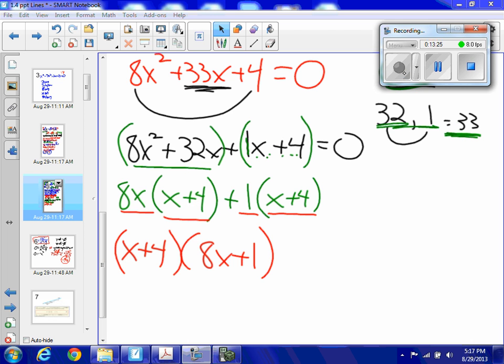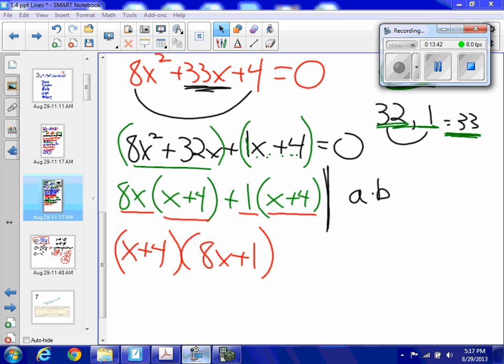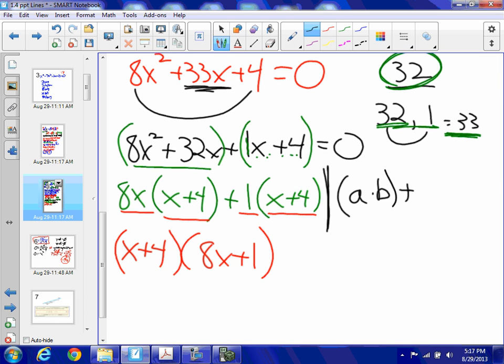And just as a little aside here, I want to make sure that this is really clear how I pulled that x plus 4 out of this. It's as if I had a times b plus c times b.